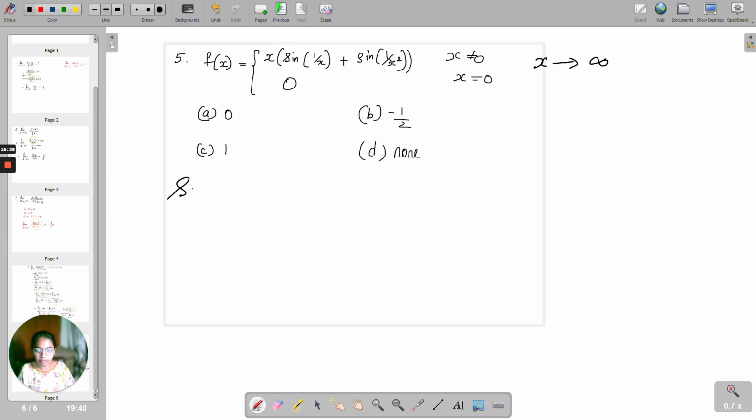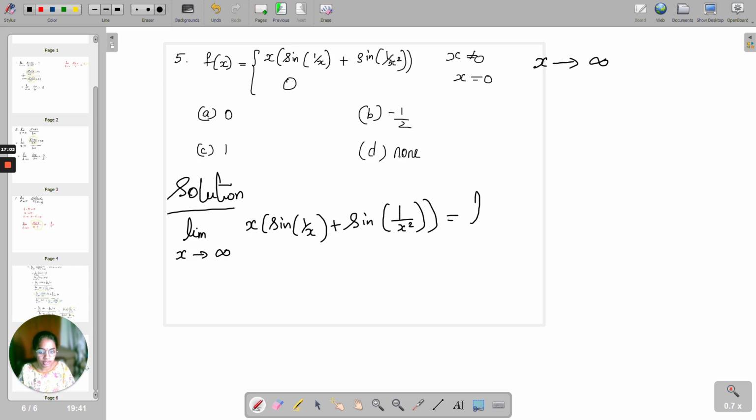Let me take the solution. Let us see what happens to the first term. As limit x tends to infinity, x into sine of 1 divided by x plus sine 1 divided by x square.